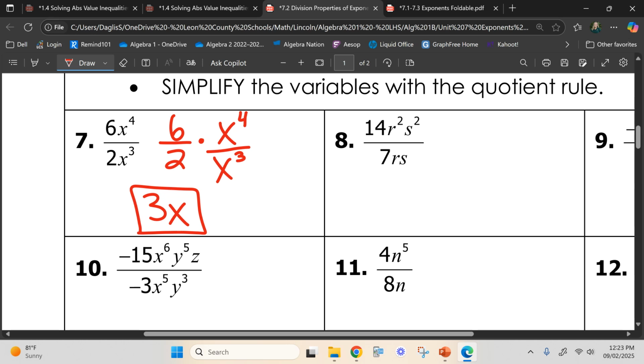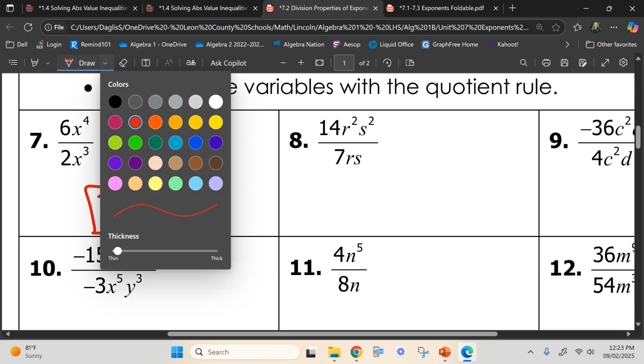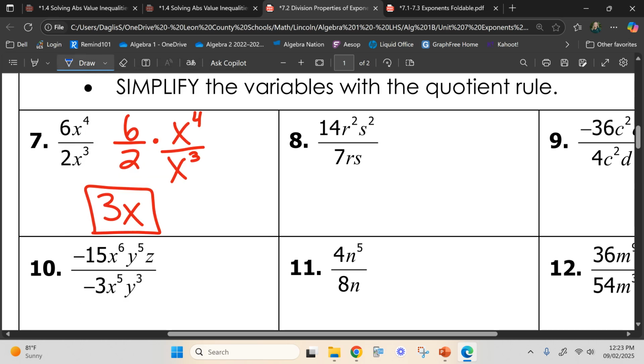Right? Yes? Okay. So how can I set up number 8? How do you want to set it up? Do you want me to break it apart like last time? Did you like that? Yeah? Okay. So I'm going to have 14 over 7. I'm going to have r squared over r, and then s squared over s. What can you put with that r and that s right there? 1, 1. We can put a 1 if we need to. Not going to hurt anything, right?